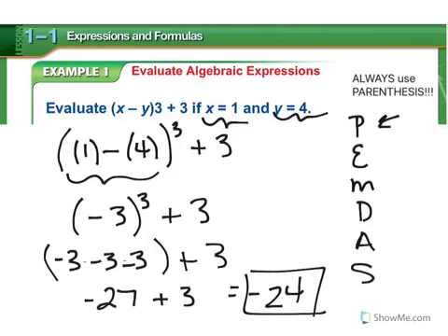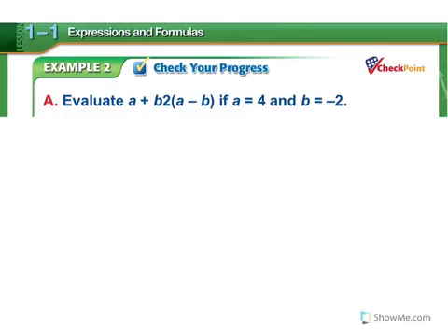Now I would like you to try an example. Example number 2 will be like example number 1. Evaluate a plus b times 2 times the quantity a minus b if a equals 4 and b is negative 2. Now remember, when you're plugging in values, always use parentheses.